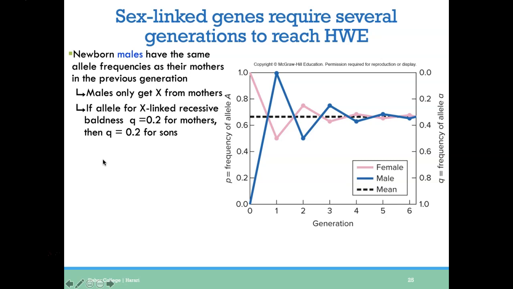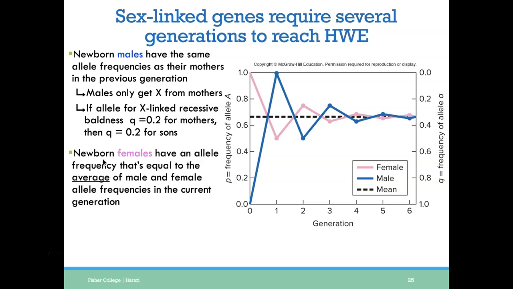So let's use an example. If the allele for X-linked recessive baldness, Q, equals 0.2 for the mothers, meaning that of all of the X chromosomes in females, 20% of those have Q, the recessive allele for baldness, then 20% of the sons will be bald. Newborn females have an allele frequency that's equal to the average of male and female allele frequencies in the current generation. And that's what we just saw over here.